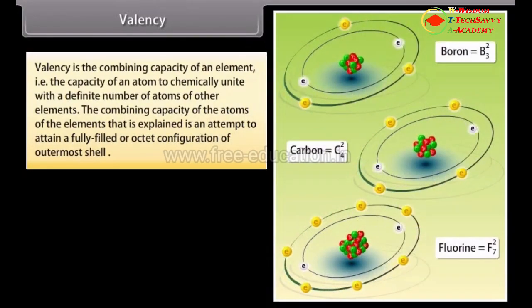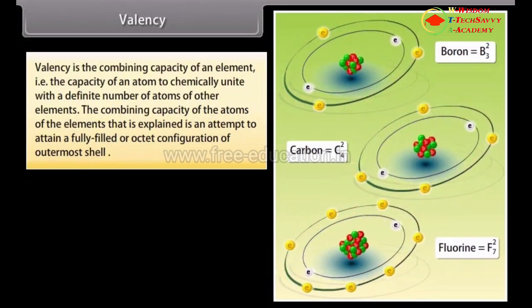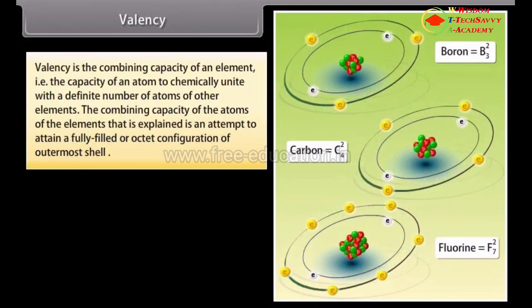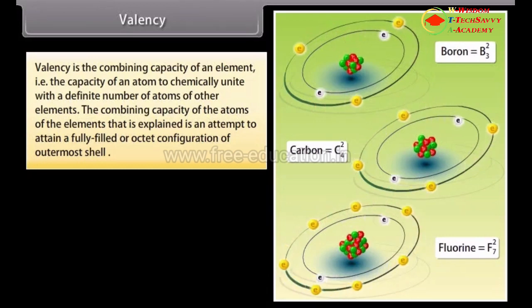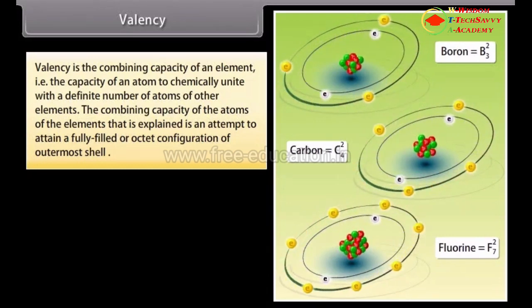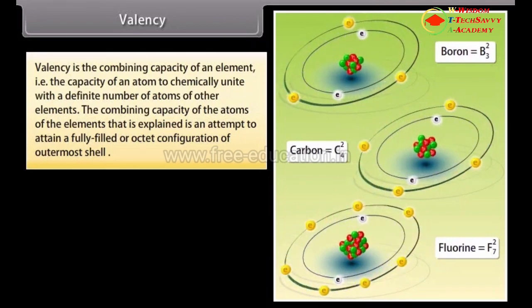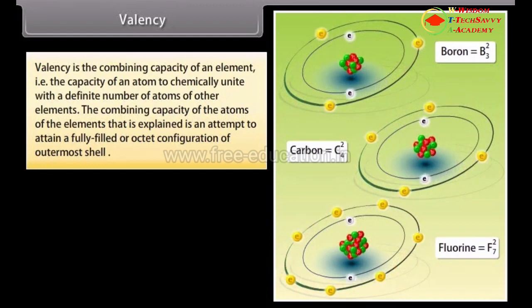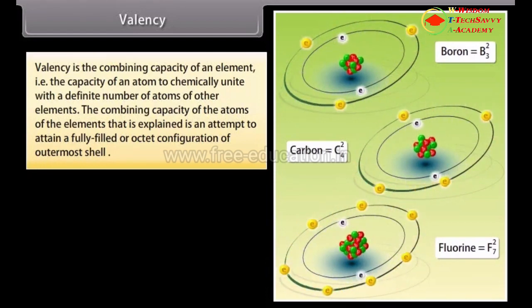Valency. Valency is the combining capacity of an element, that is, the capacity of an atom to chemically unite with a definite number of atoms of other elements. The combining capacity of the atoms of the elements is explained as an attempt to attain a fully filled or octet configuration of the outermost shell.